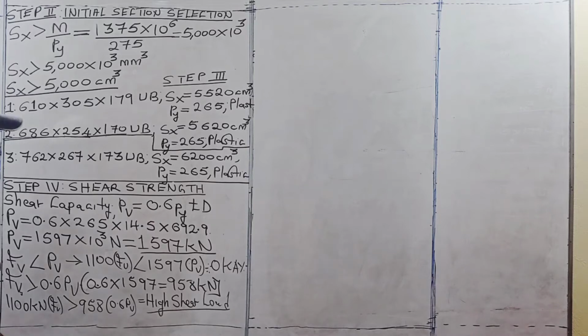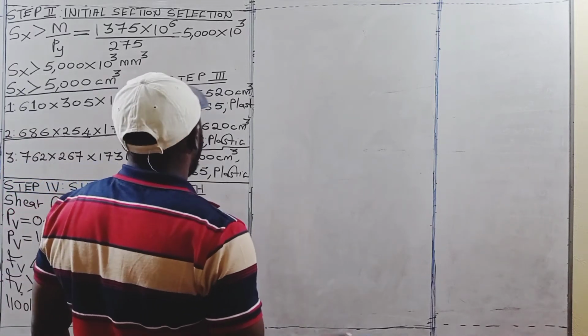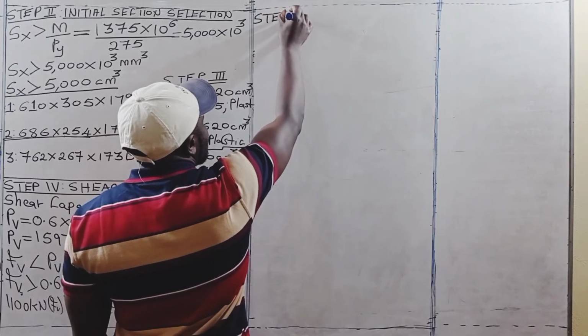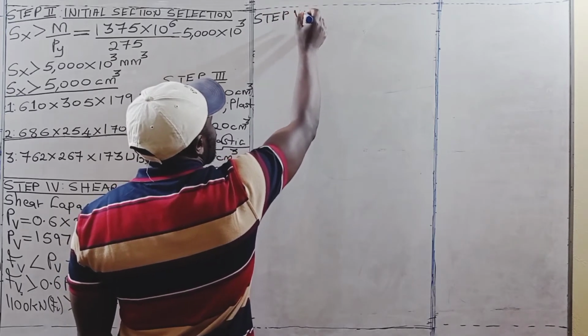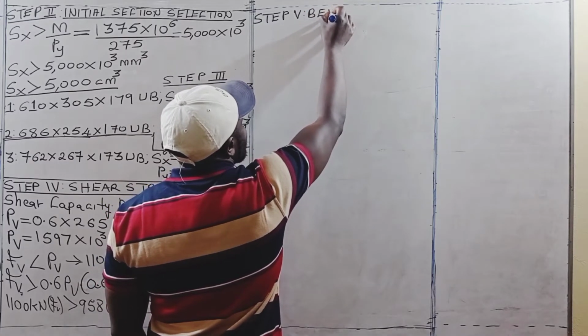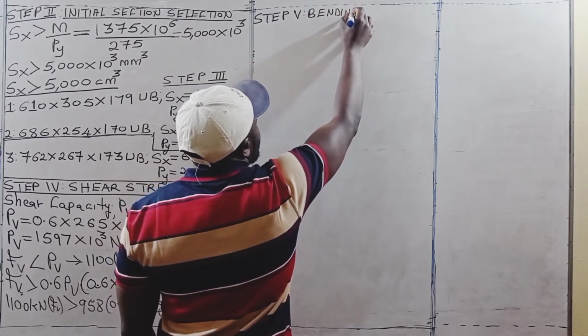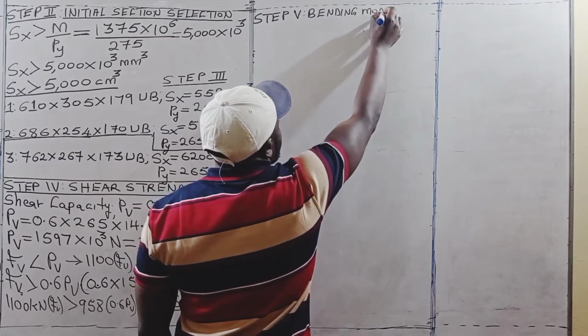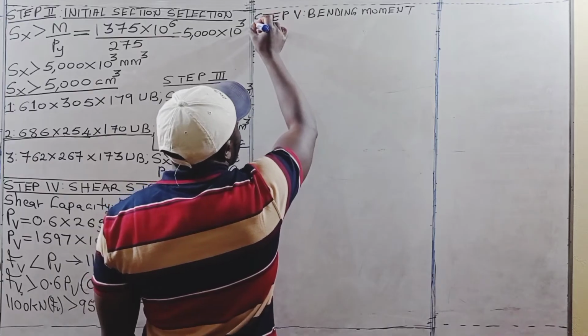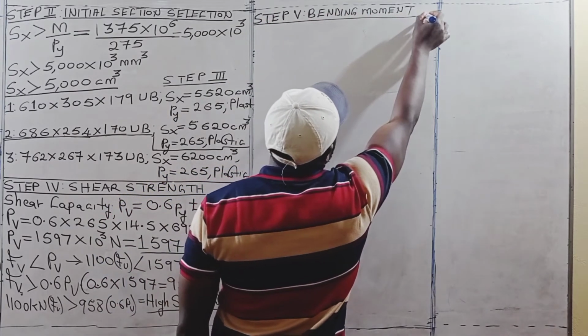And that's what we got. From there, I go to step number 5, and step number 5 is determination of the bending moment capacity. Therefore, you go to bending moment, or what we call moment capacity.